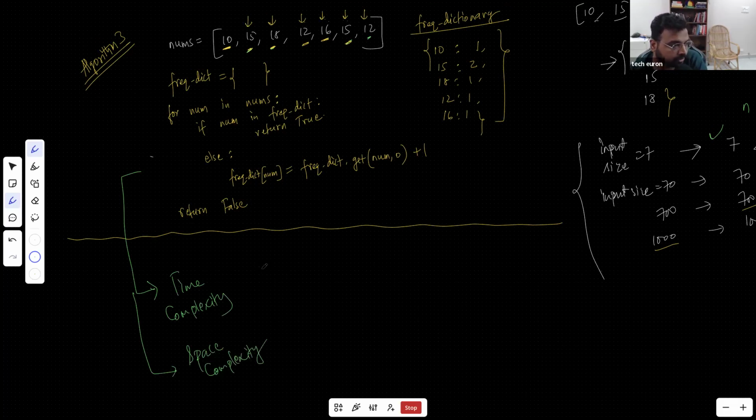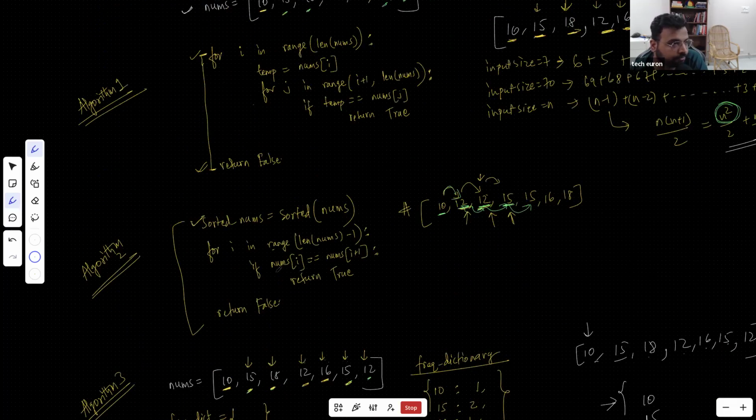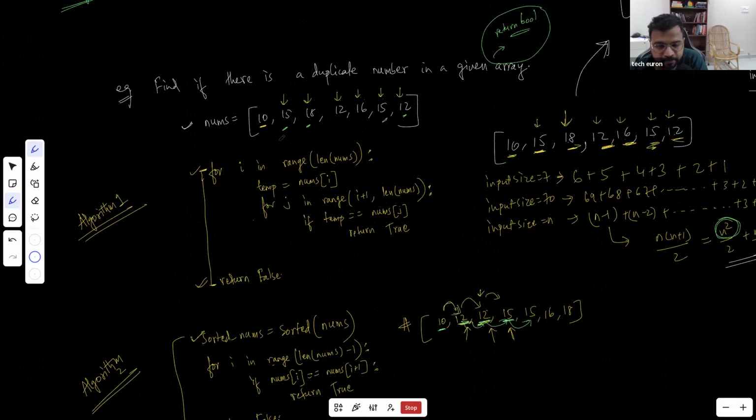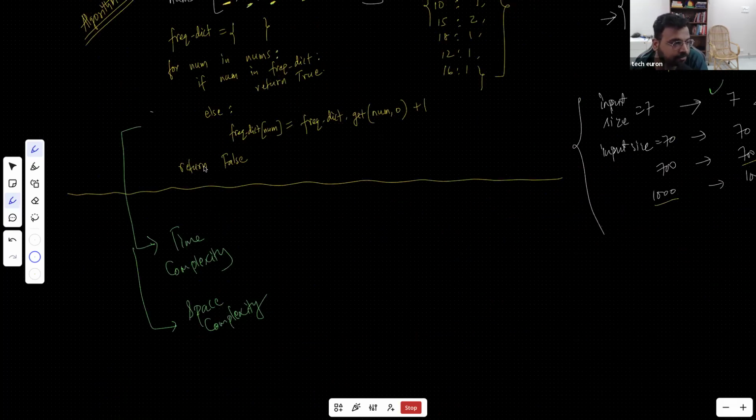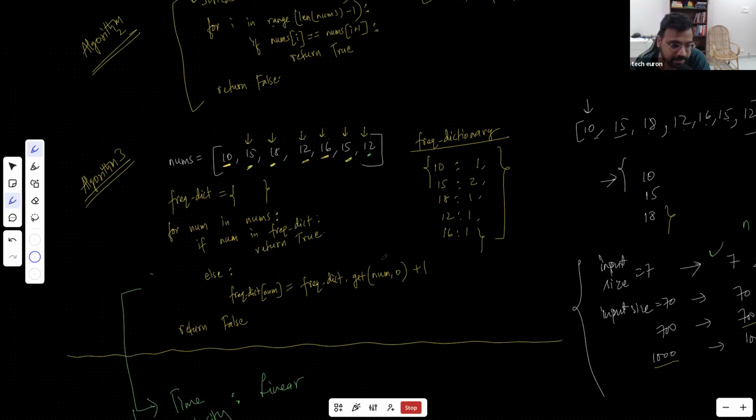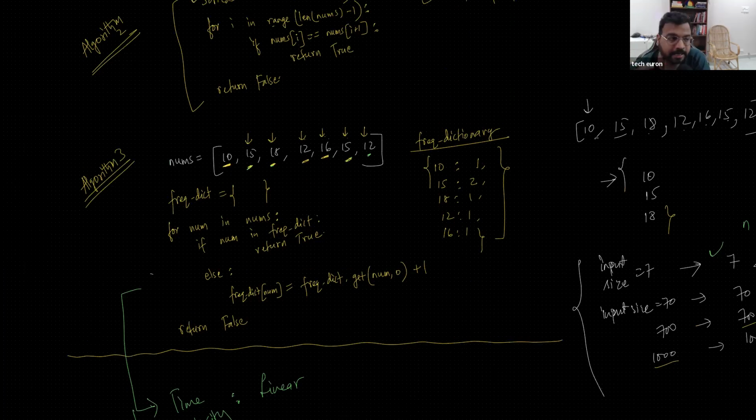So in the first solution, we were not using any extra space, but we took extra time. Here we are taking less time, but we are taking some space. So time complexity is linear. Space complexity is also linear, because if there are 700 elements, then in the worst case you have to store all those 700 elements in the dictionary. Again, keep in mind, this is the worst case.